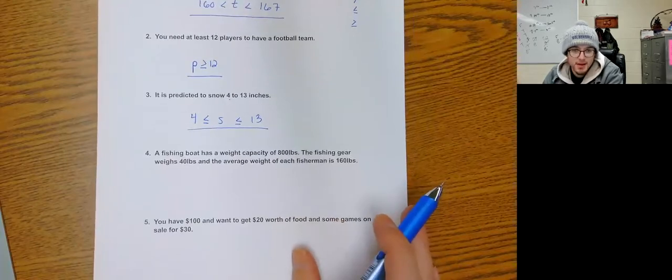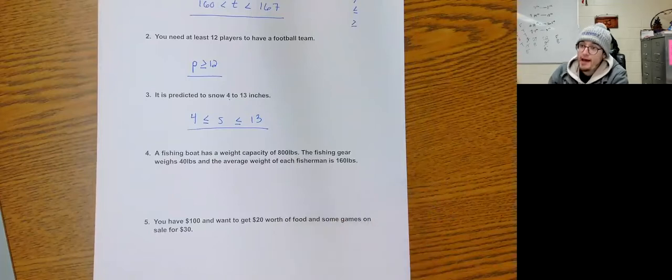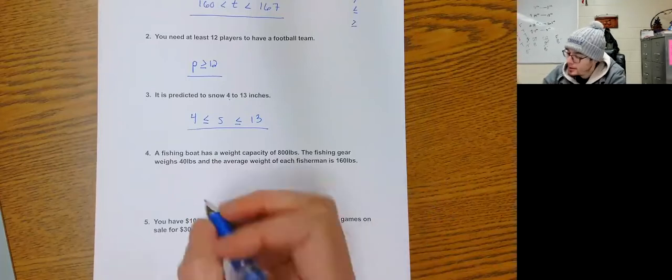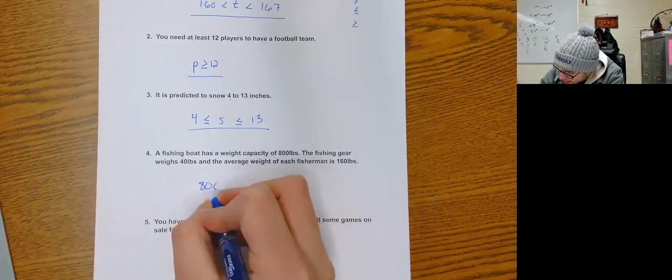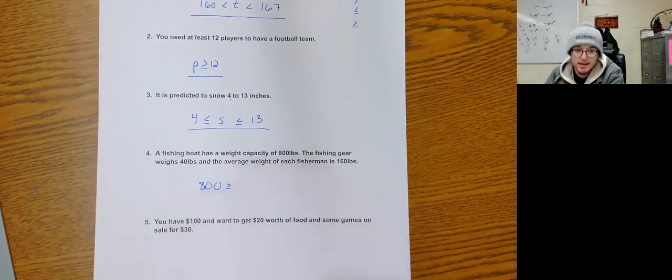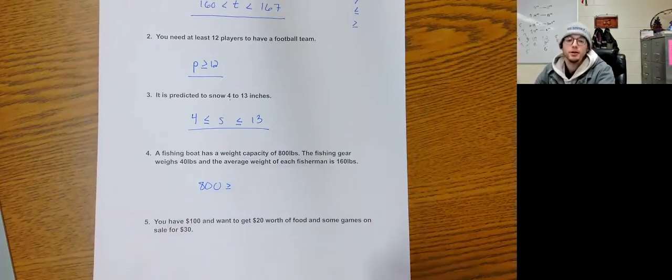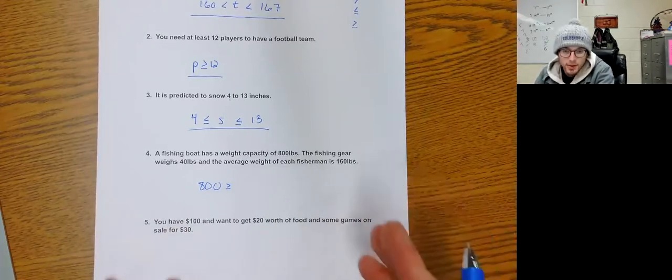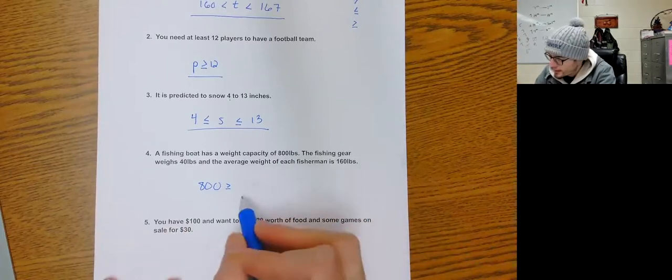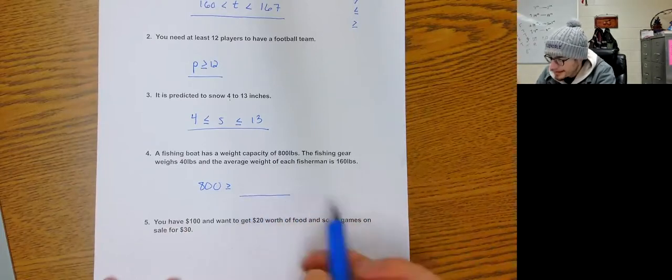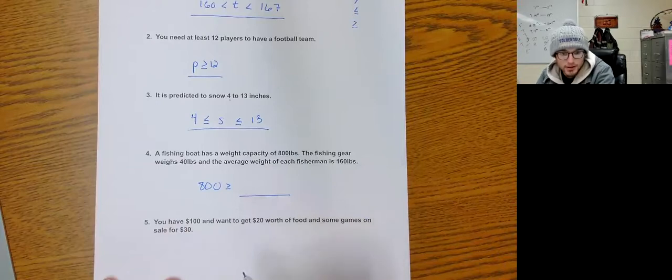A fishing boat has a weight capacity of 800 pounds. So weight capacity means maximum. If we're going to have 800 pounds, everything else is going to be less than or equal to that. Because weight capacity means we can have 800 pounds, but if you exceed that threshold, our boat's going to sink. It's going to get a little topsy-turvy. But weight capacity wise, we can have up to 800 pounds. So everything over here is going to have to be less than or equal to 800.